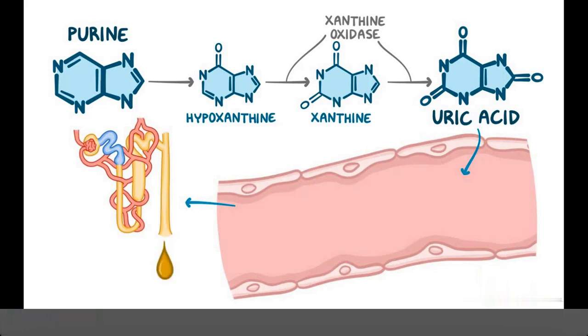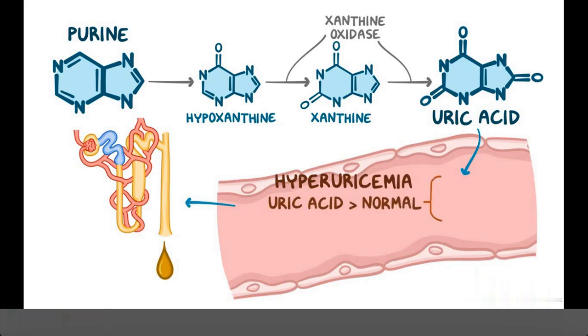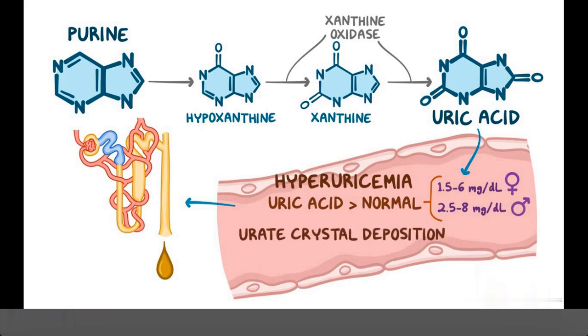excreted in the urine. Now, hyperuricemia occurs when levels of circulating uric acid exceed normal levels, which is around 1.5 to 6 milligrams per deciliter for women and 2.5 to 8 milligrams per deciliter for men. Urate crystal deposition occurs when concentrations of circulating uric acid exceed its rate of solubility, which is about 6.8 milligrams per deciliter.